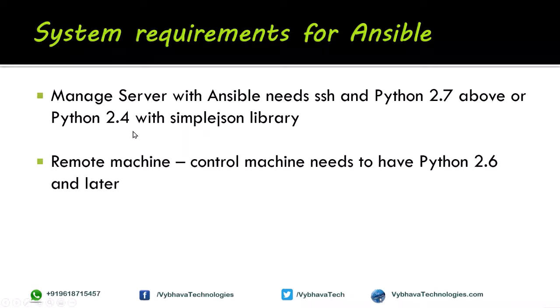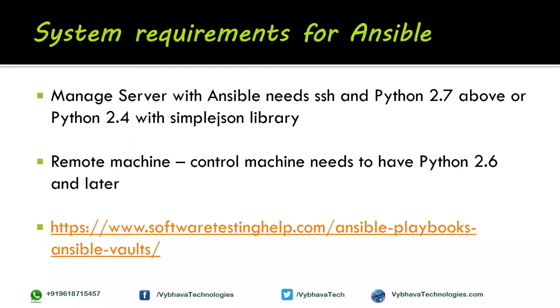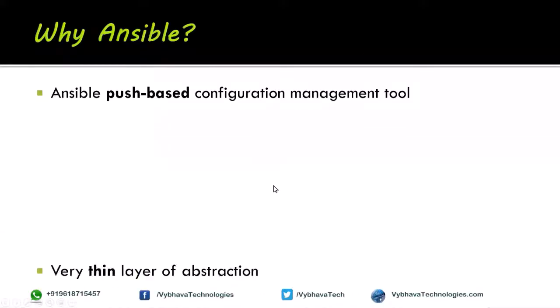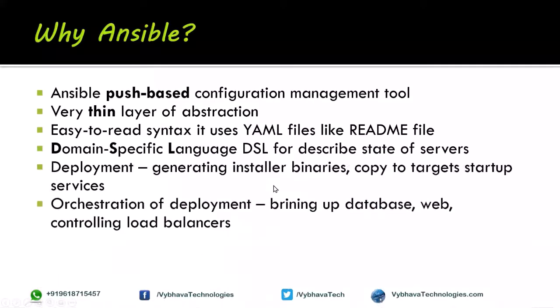So remote machines, when you're working on the remote boxes as clients, you're going to call them slaves, right? Those boxes need to have Python 2.6 and later. That is a minimum requirement. Where can we get Ansible? This is a link where you can get the Ansible software, you can access that. Okay, so why Ansible, what Ansible, we have already seen, so I'll just move on.